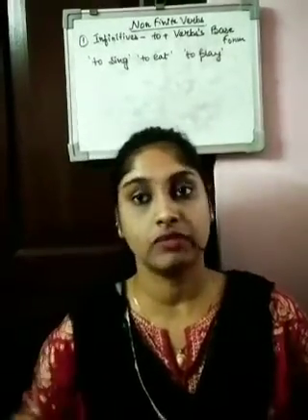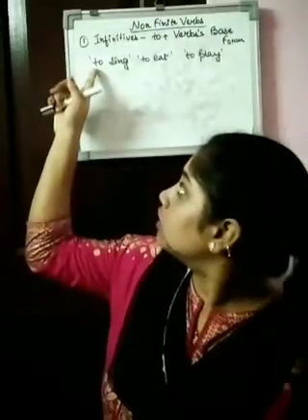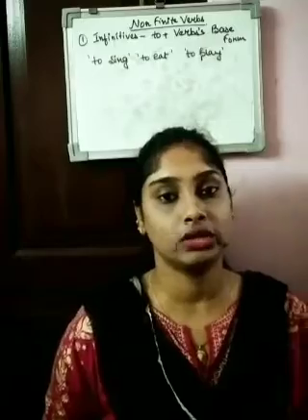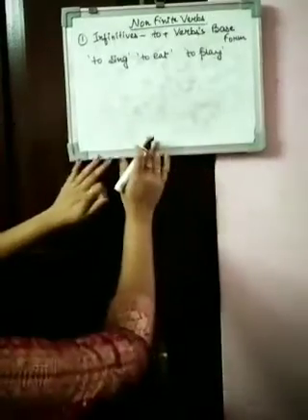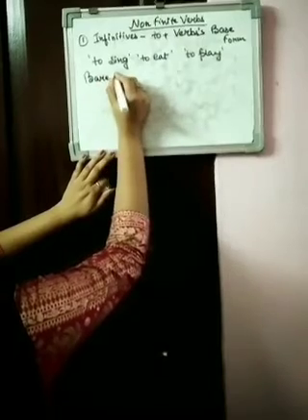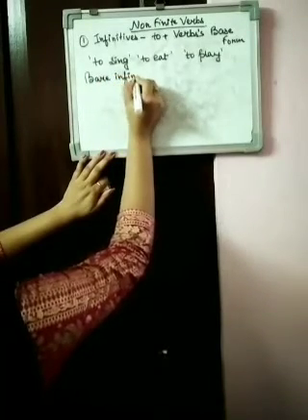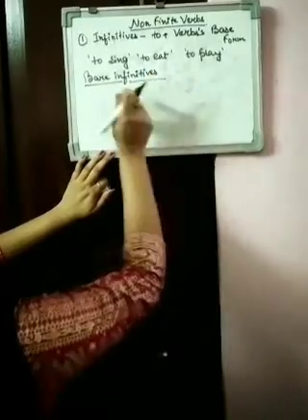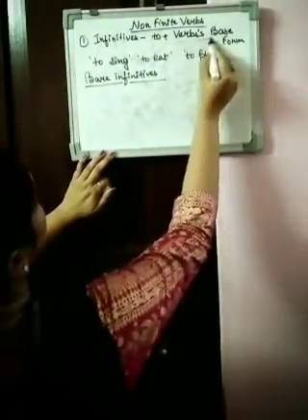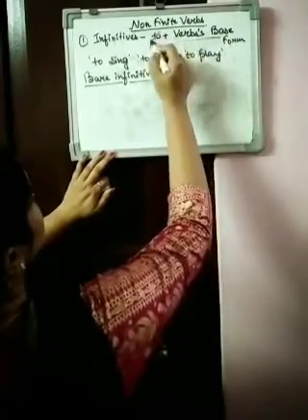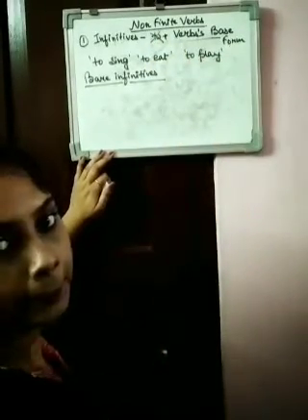Now infinitives can also be called infinitives without the word to. In that case, what are they called? They are called bare infinitives. What happens here? This thing, to plus verb's base form, is not present then.